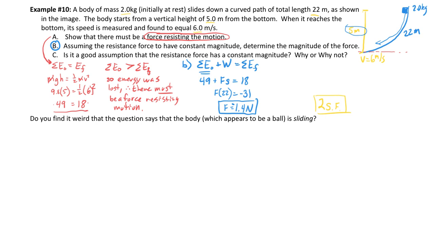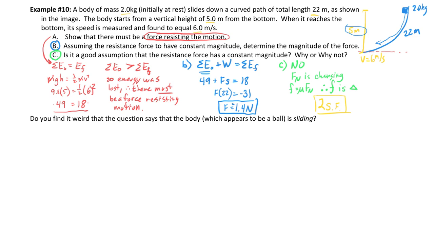Now, the last question here is, is it a good assumption that the resistance force has a constant magnitude? Hopefully you said no, right? Why? Because the normal force is changing. Because the normal force is changing, we know that friction depends on the coefficient of friction times the normal force. So if the normal force is changing, then friction must also be changing. I'm going to just write a delta.